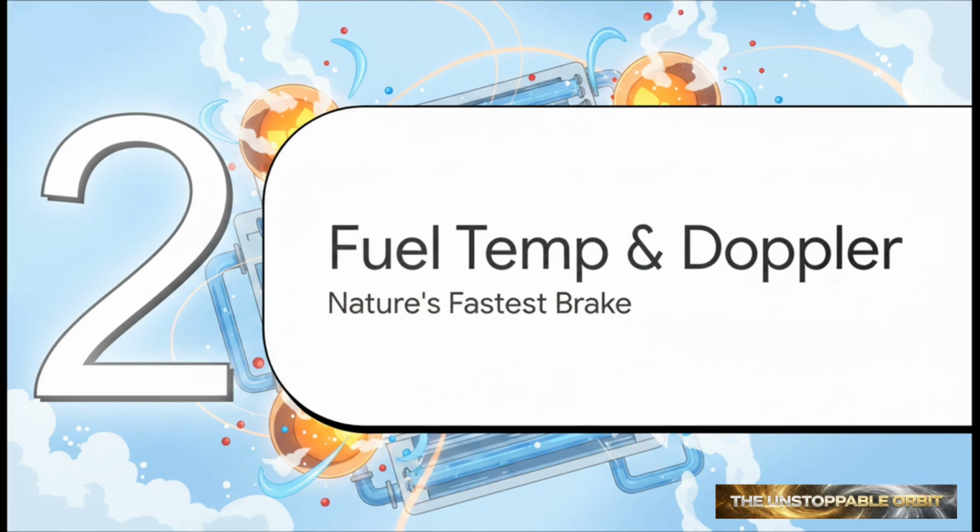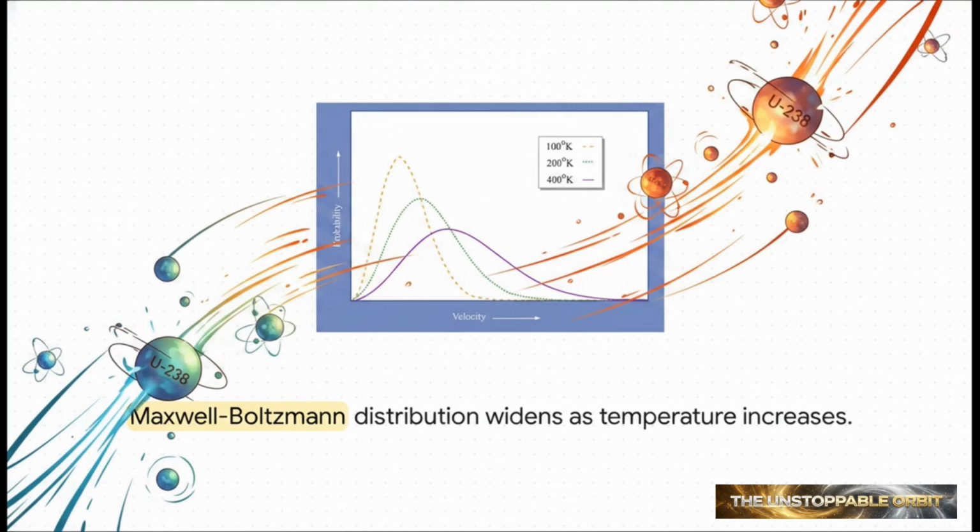Which brings us to part 2. Fuel temperature and Doppler broadening. This is literally nature's fastest brake. Because heat is generated directly inside the nuclear fuel, this is the very first feedback mechanism that kicks in.